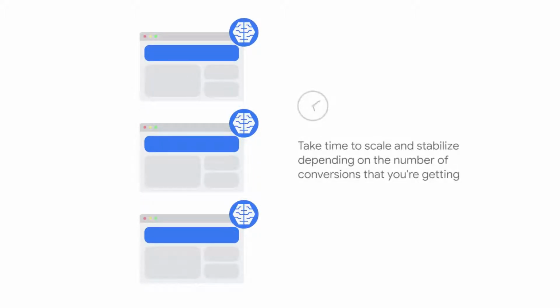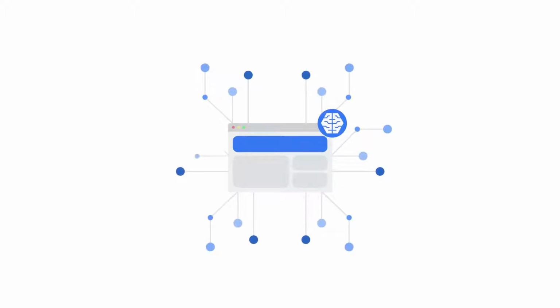Smart Display campaigns are automated campaigns that can take time to scale and stabilize, depending on the number of conversions that you're getting. In order for the system to learn to drive performance, it needs enough data to determine what's driving conversions. For example, the device or time of day.